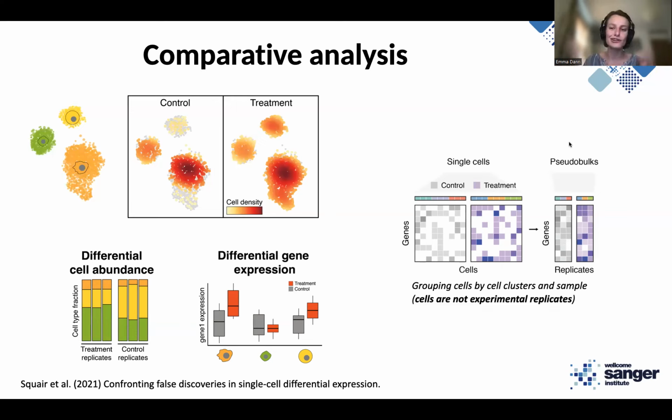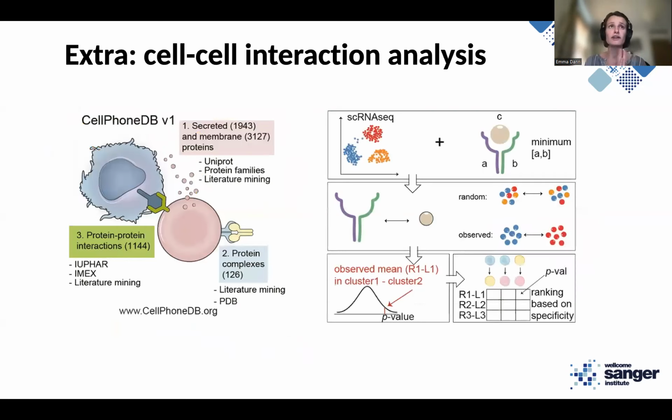Comparative analysis is still a very active field of research, so there's no strong best practices. It's really still a bit of the wild west, but I think it's an interesting new avenue that we're starting to look at now that we have more and more samples from different conditions. As a final example of very single cell specific analysis that you can do with this data that you really couldn't do with bulk RNA sequencing or other sequencing technologies, I just wanted to mention cell-cell interaction analysis.